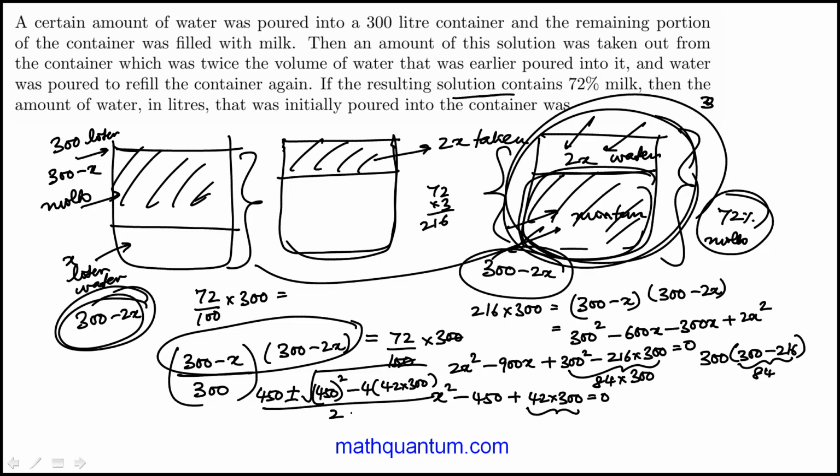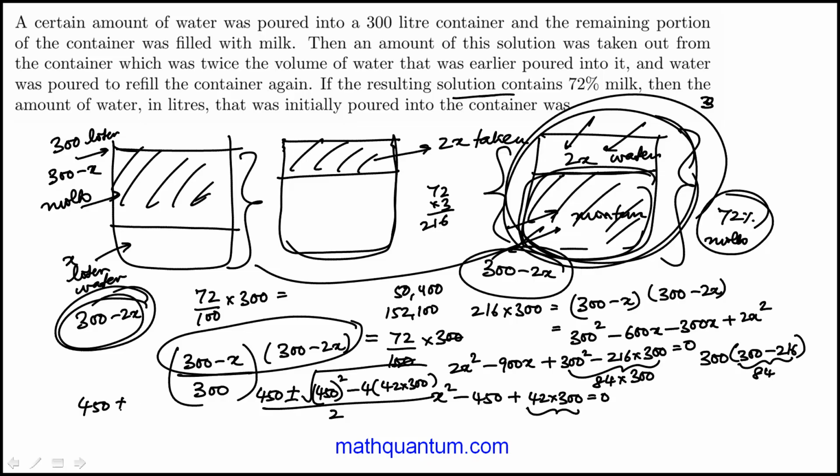over 2. So 42 times 300 times 4, that's 50,400. And it's probably going to be a nice number. So that would tell me 450 squared. Yeah, I guess I'm making calculator mistakes. Minus 50,400. So I get 152,100, and then I take the square root of that, and that comes out to 390.